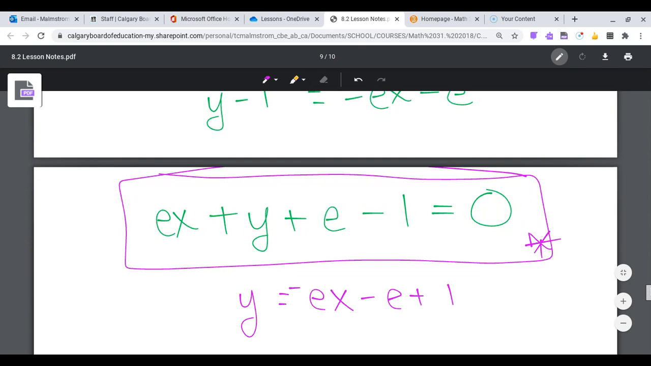So that's it. That's the end of 8.2. We'll get into logs in the next lesson. Hopefully you remember your log rules.